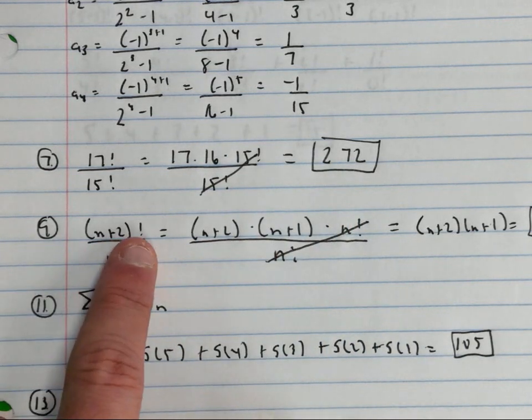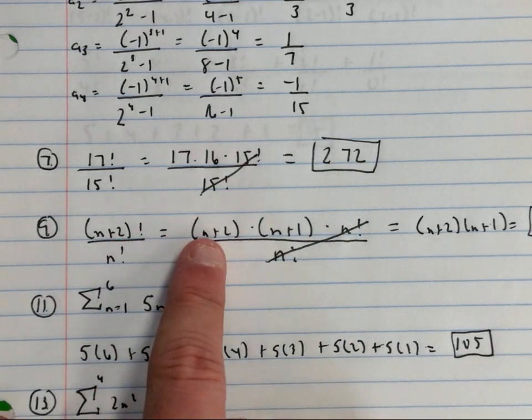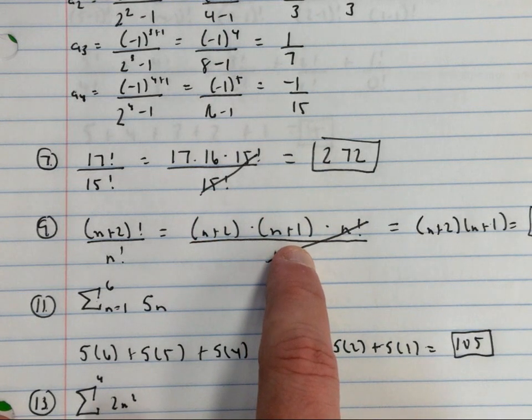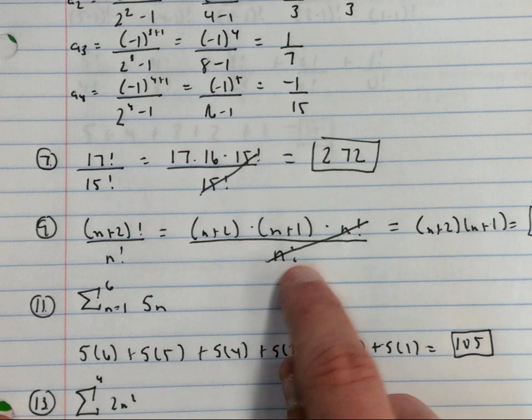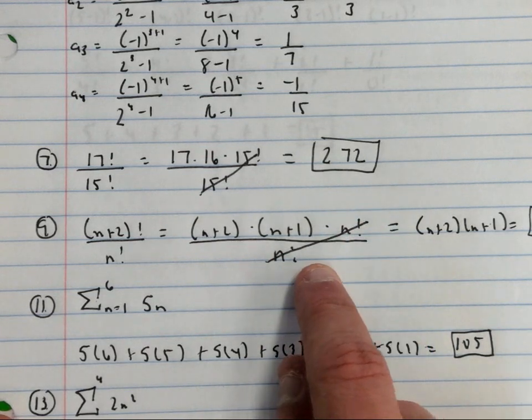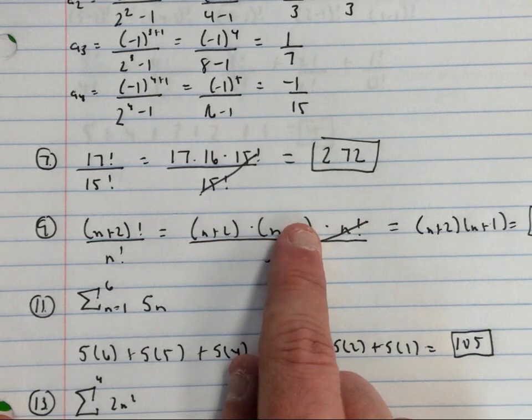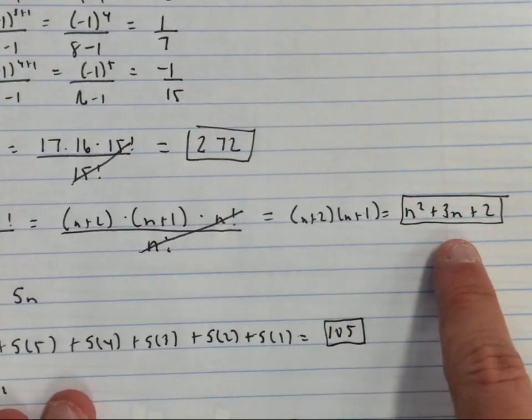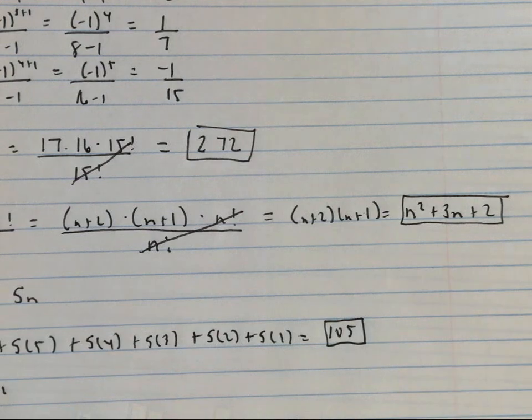Number 9, n plus 2 factorial. You take 1 off of it, n plus 2. If I take 1 off 2, I get n plus 1, don't I? I take 1 off that, I have n factorial. I stop there, and these n factorials cancel out. I'm left with n plus 2 times n plus 1, which multiplies out to give you n squared plus 3n plus 2.